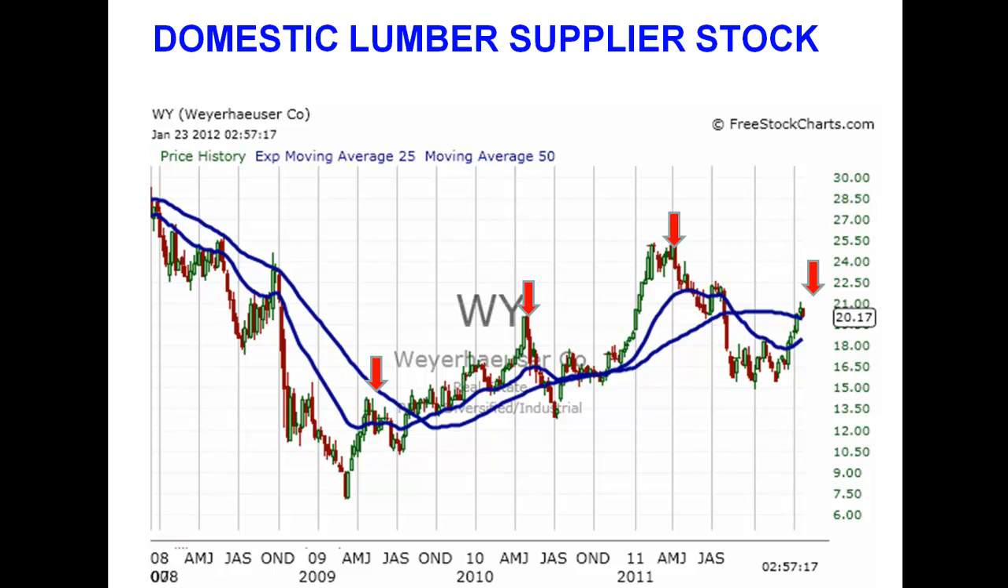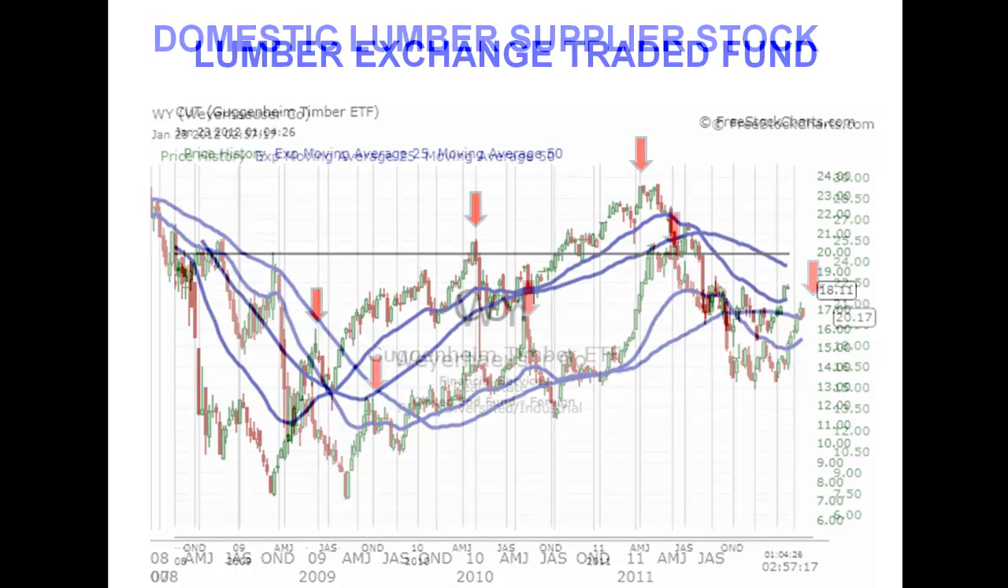Here's the last 4 years shown in the red arrows. The stock for this particular company has tended to peak every spring, right in line with seasonality. Then it runs down, sort of troughs out in the summer, comes back up every spring. So this is a pattern that's repeated itself year after year after year as it relates to a domestic lumber supplier. We'll look at a couple of other things here.